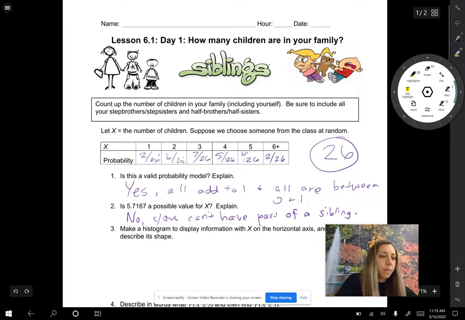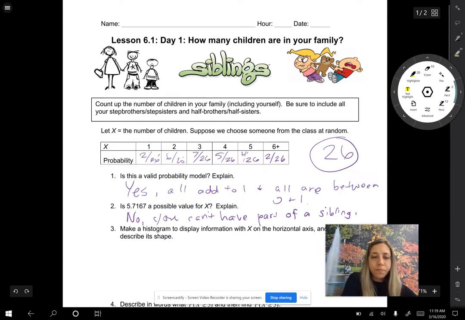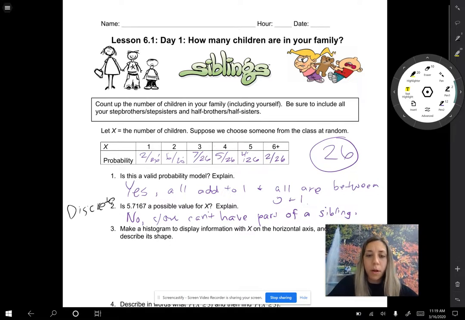And this gives way to one of the things we'll be talking about, the fact that we're dealing with discrete variables in this lesson, which means you can't have a fraction of something. They're going to be whole numbers. You can't hit somewhere in between.